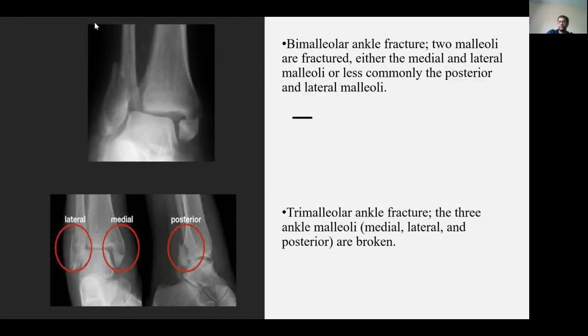or bimalleolar ankle fracture, where the two malleoli are fractured, both medial and lateral malleoli. Less commonly, it might be the posterior and lateral malleoli. And the last anatomical classification of the ankle fracture is the trimalleolar ankle fracture, where the three ankle malleoli are broken: medial, lateral, and posterior malleoli.